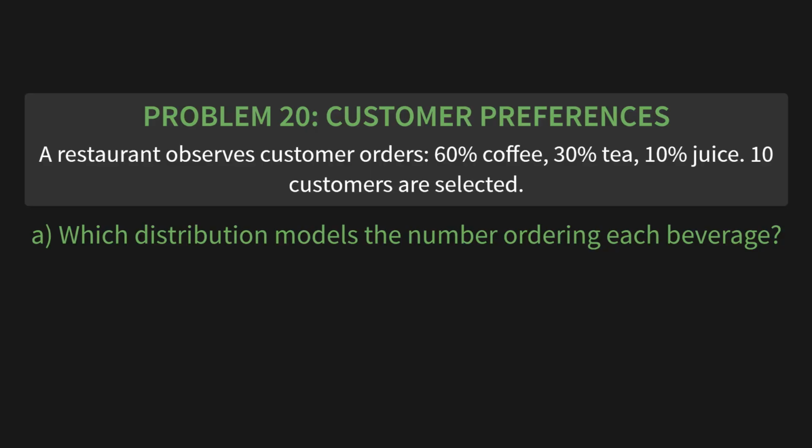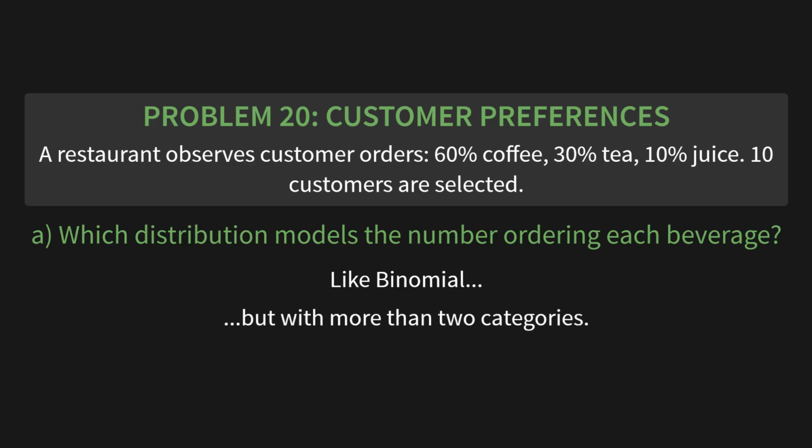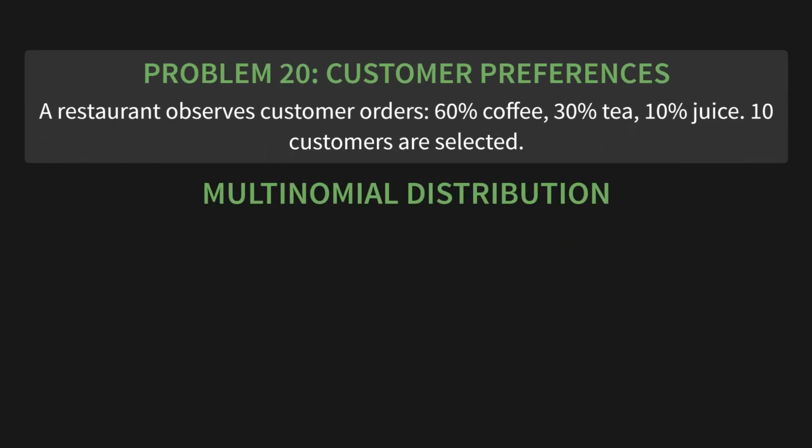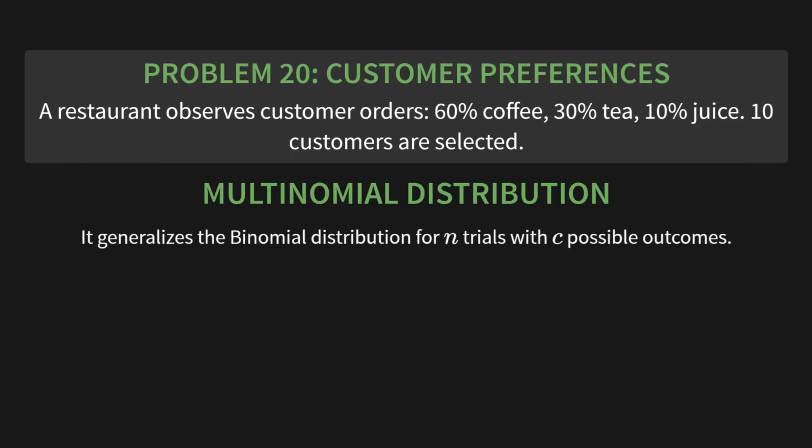Problem 20. Customer preferences. A restaurant observes customer orders, 60% coffee, 30% tea, and 10% juice. We select 10 customers. Part A. Which distribution models the number ordering each beverage? It feels like binomial, but with more than 2 categories. And that's exactly what it is. It's the multinomial distribution. It generalizes the binomial for n trials with c possible outcomes.